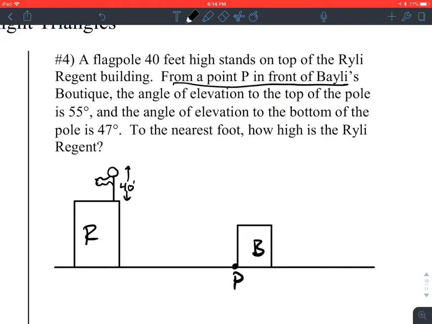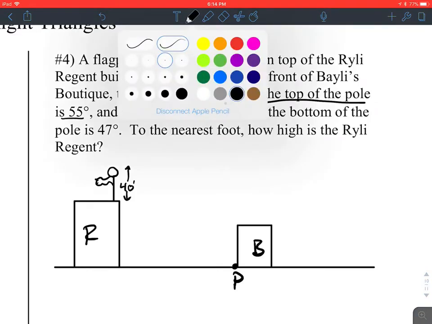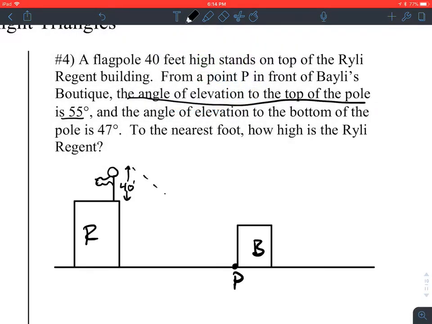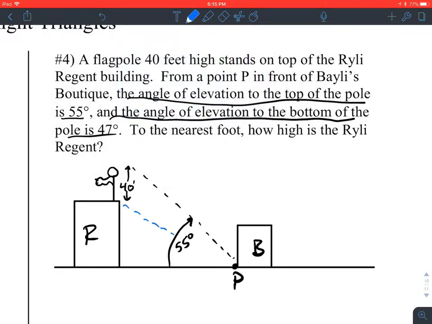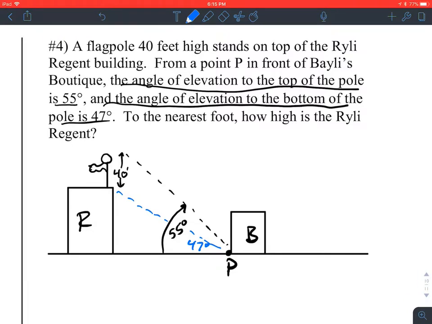From a point P in front of Bailey's Boutique, the angle of elevation to the top of the pole is 55 degrees. So if I draw a segment to the top of the pole, the angle of elevation starts at a horizontal and elevates 55 degrees. The angle of elevation to the bottom of the pole was 47 degrees. So from P again to the bottom of the pole, that angle of elevation, 47 degrees. To the nearest foot, how high is Riley's Regent building?